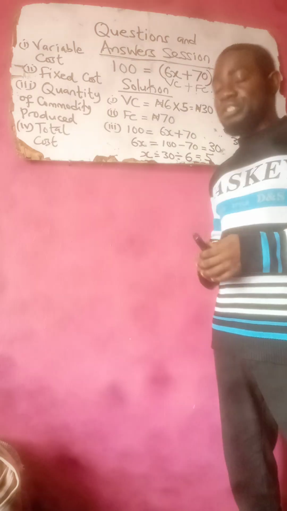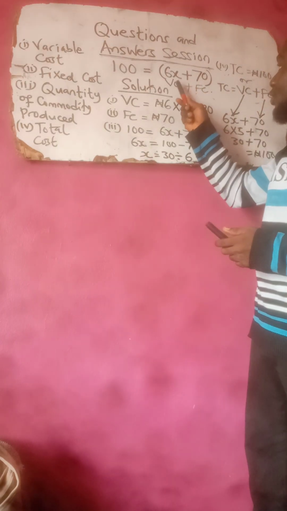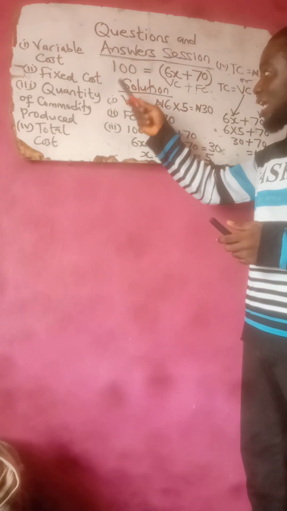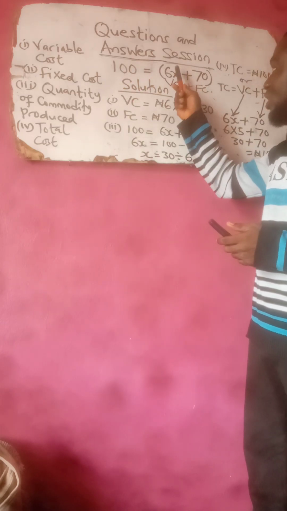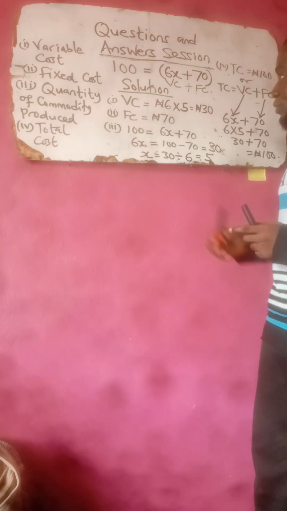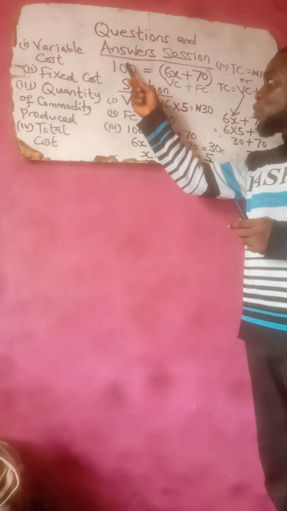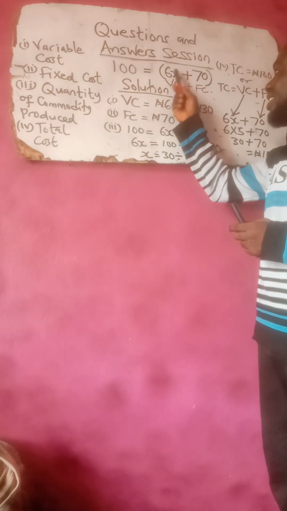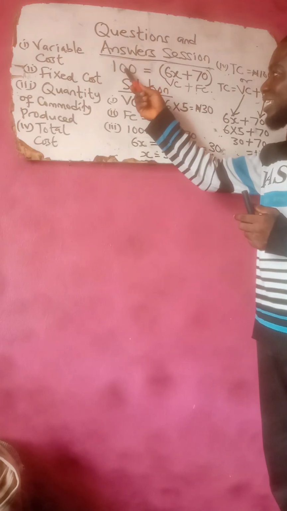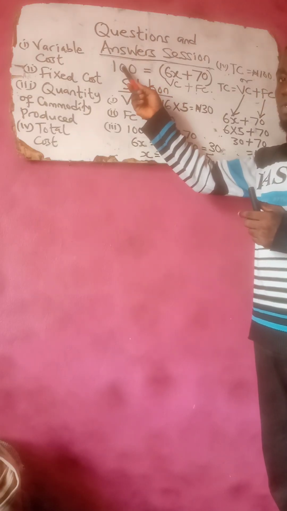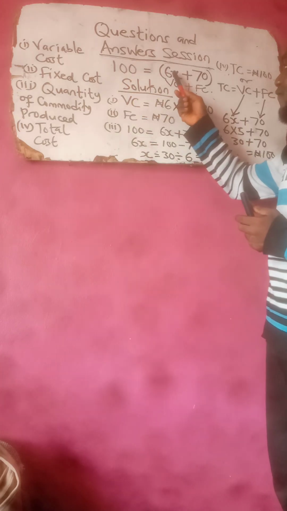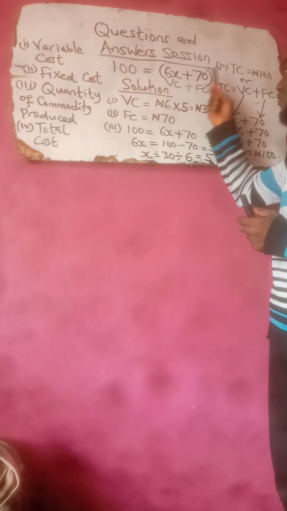If you have been following us, you know that a combination of variable cost and fixed cost will give you a total cost. At times, they will not give you a total cost, they will give you variable cost and fixed cost. Now, in this question, we have been given this equation, which is 100 equals 6x plus 70. It means that total cost has been given. Total cost of 100 naira has been given. Therefore, we have variable cost 6x plus 70.